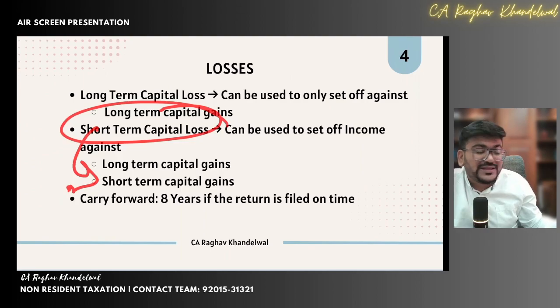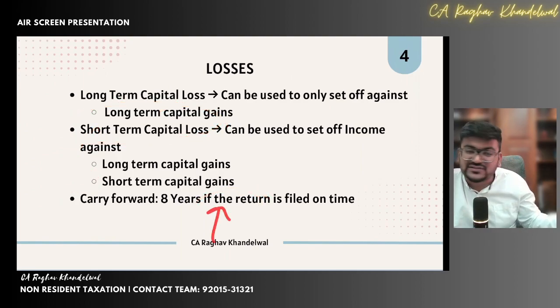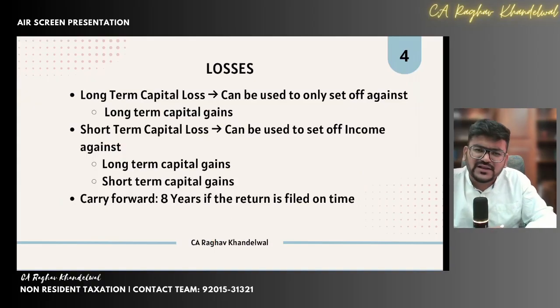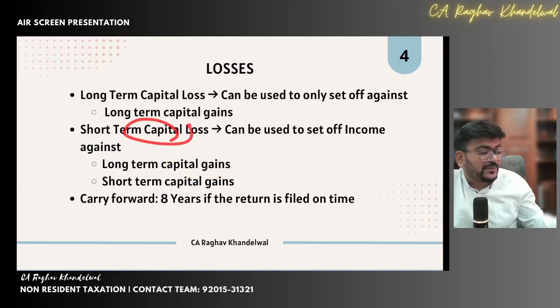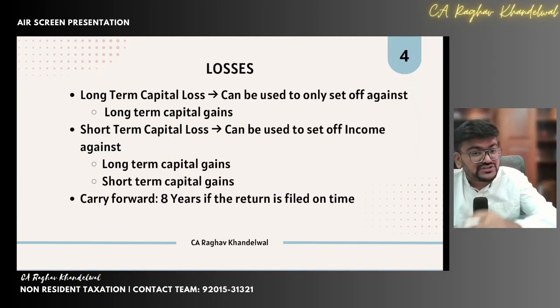If the losses are going to expire because of the 8 years, maybe the last eighth year is running and the losses are going to expire, in that case, it is okay that you can use it against long-term capital gains as well. Otherwise, use it for short-term capital gain. Why am I saying that? There are two reasons for that.